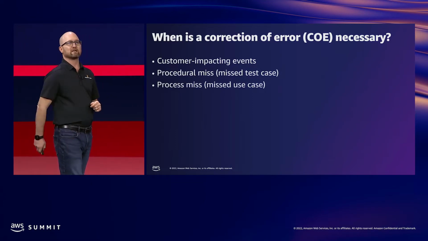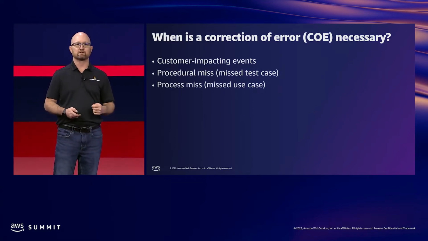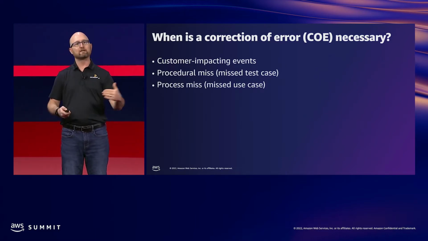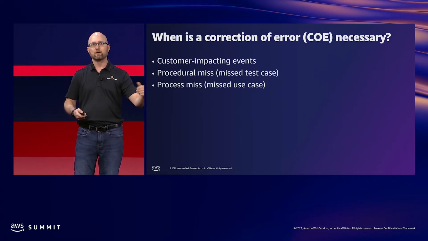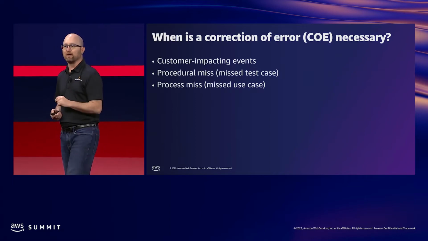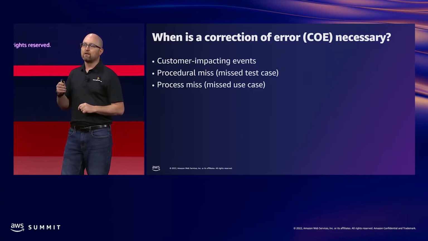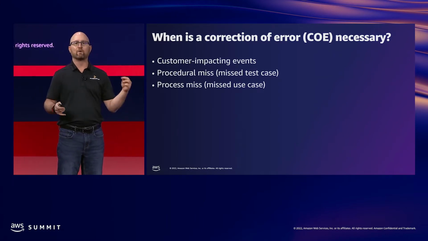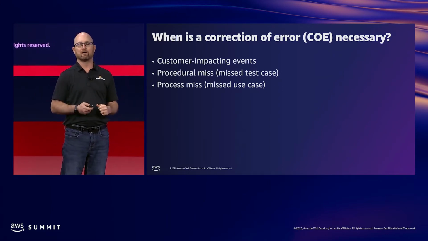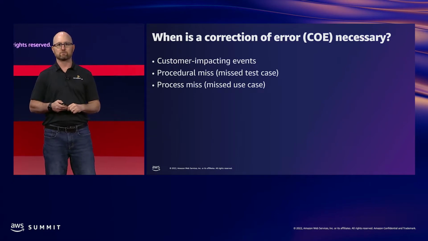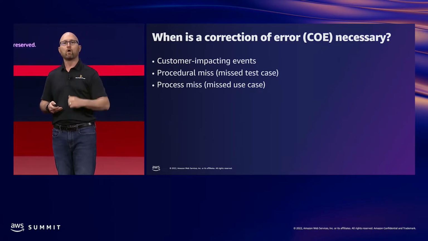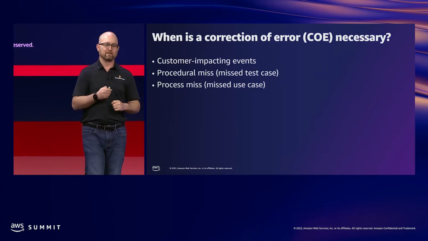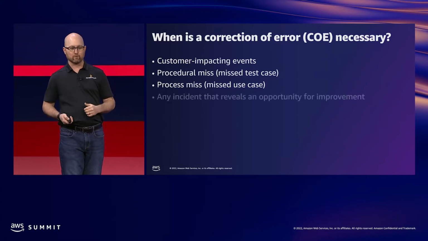And then there's a process miss, which is a missed use case. So we do a proof of concept, we run through it, all the things technically happen as expected, but we don't get the business outcome that we expected, right? We have a hypothesis, we do it all right, we nail it, we're waiting for that great outcome, and it never happens. Why not? Where did we go wrong? What expectations did we have that were wrong? So that's another time to look through a correction of error process.